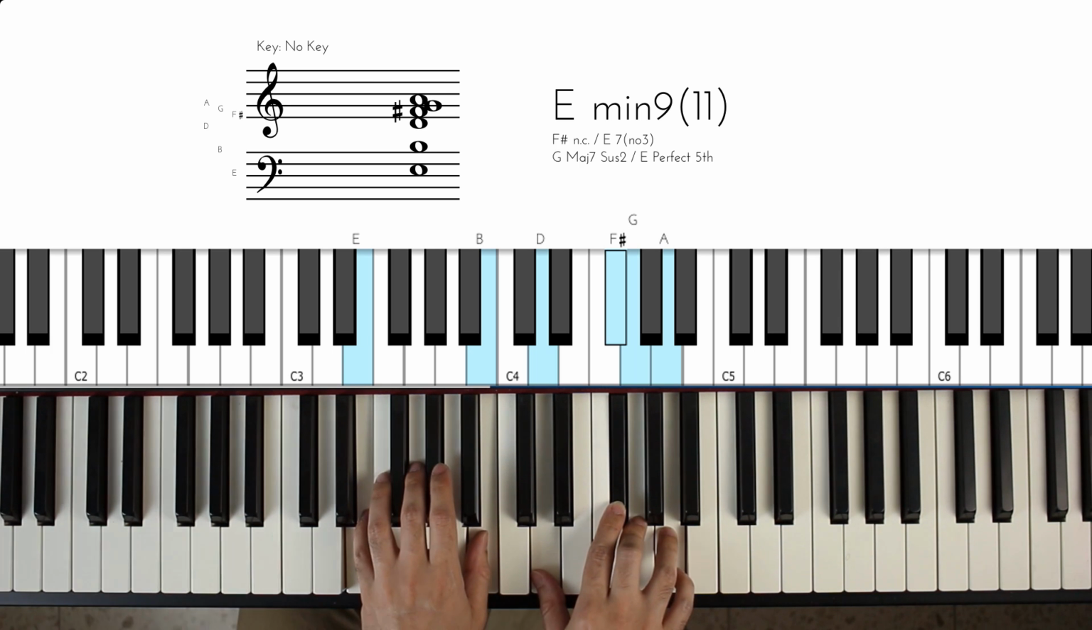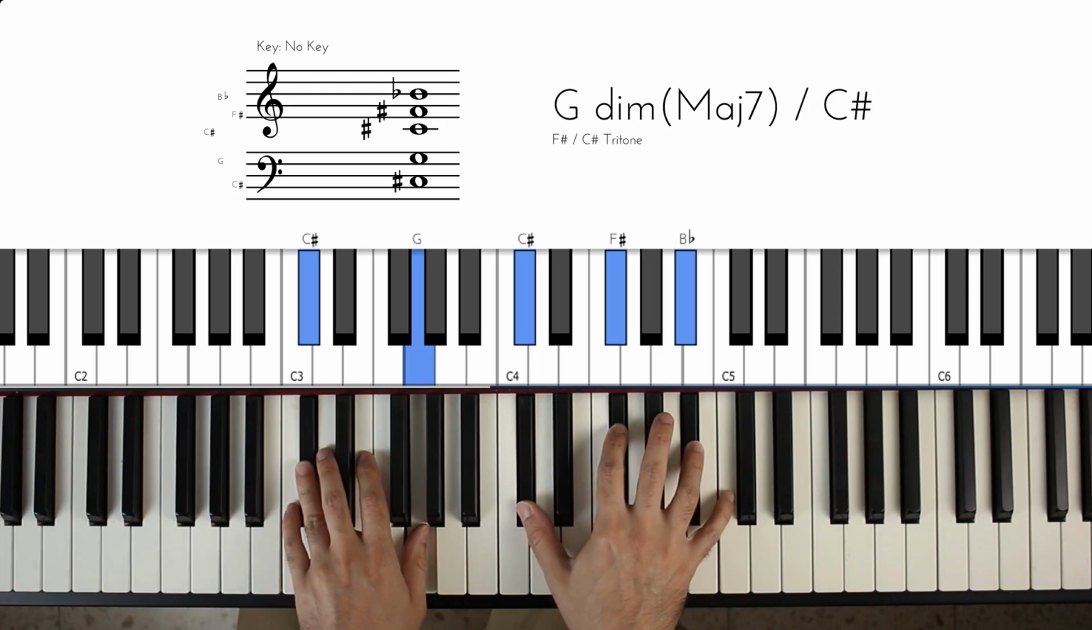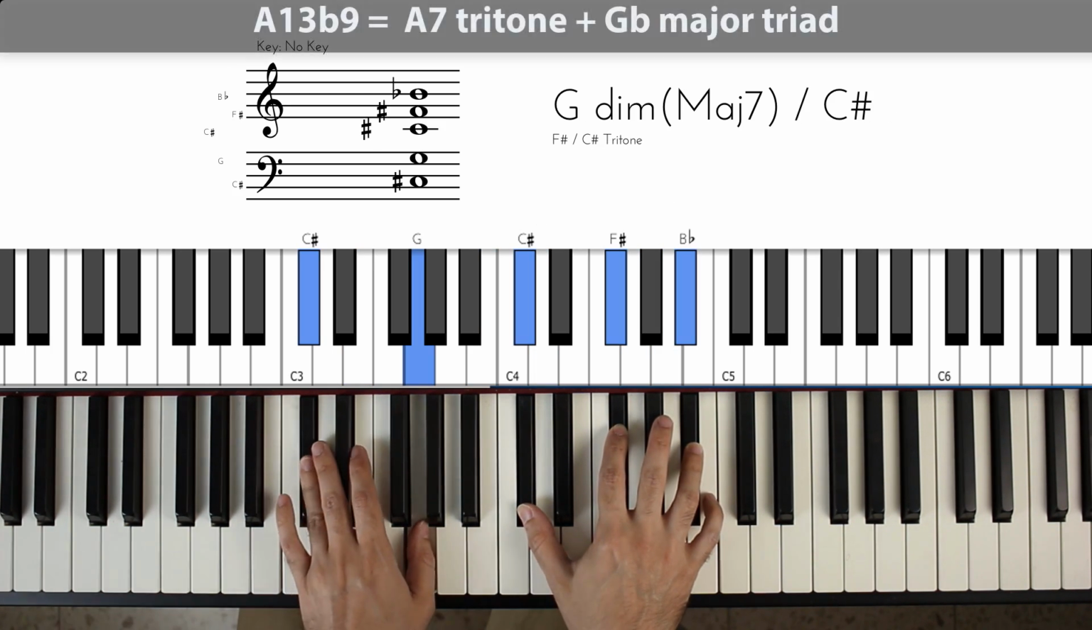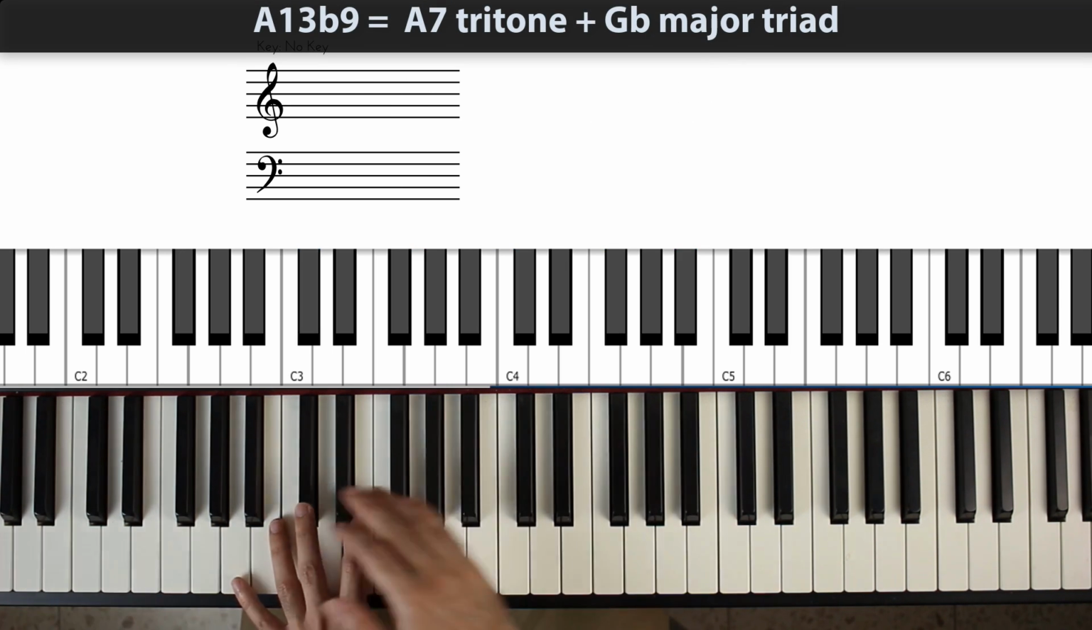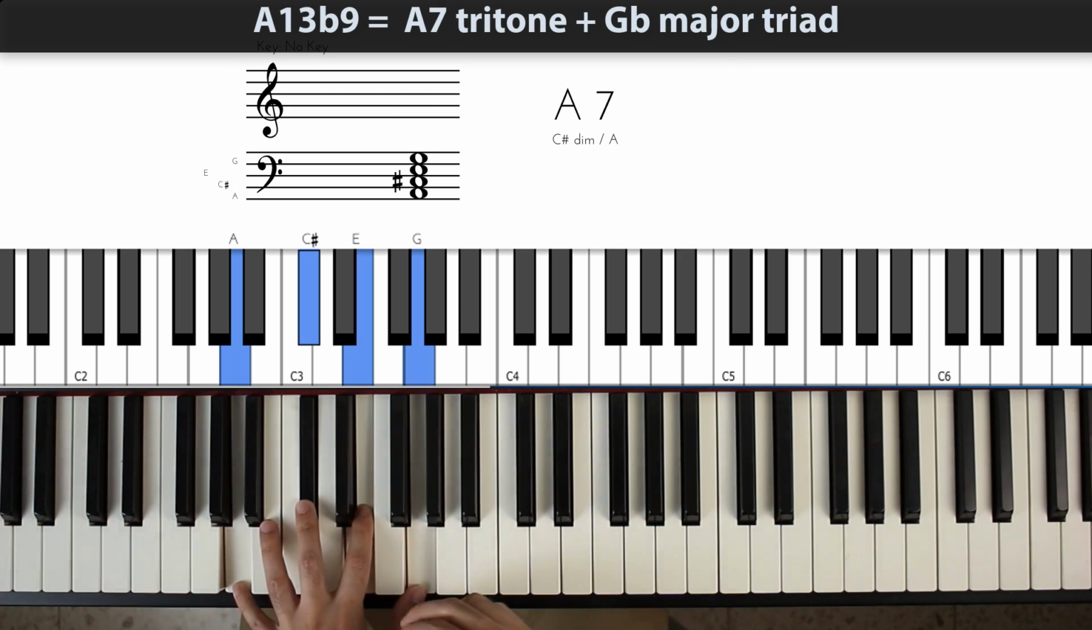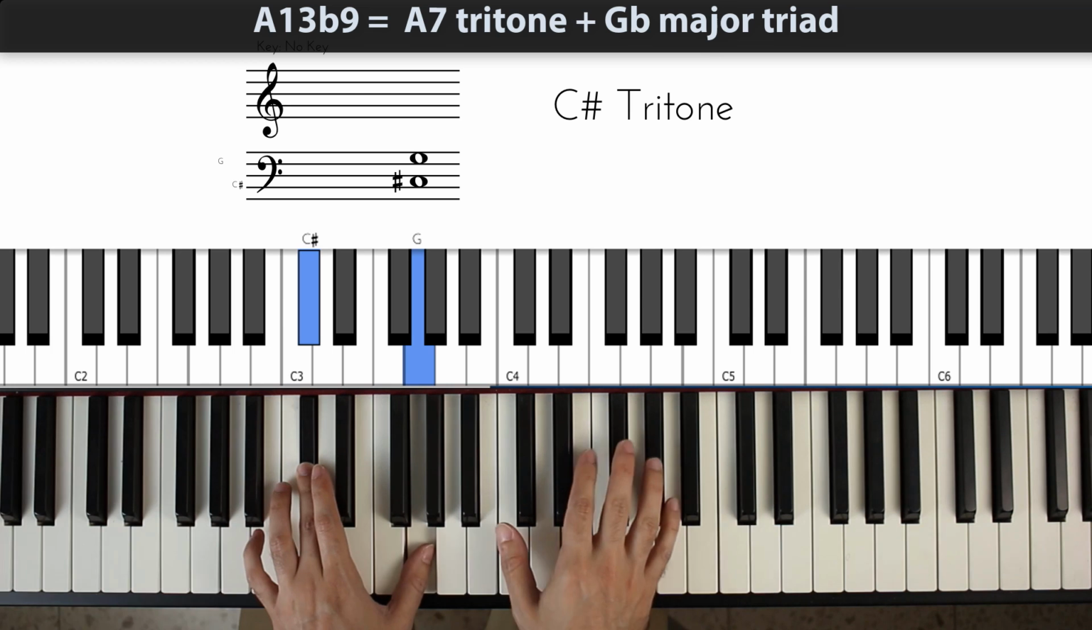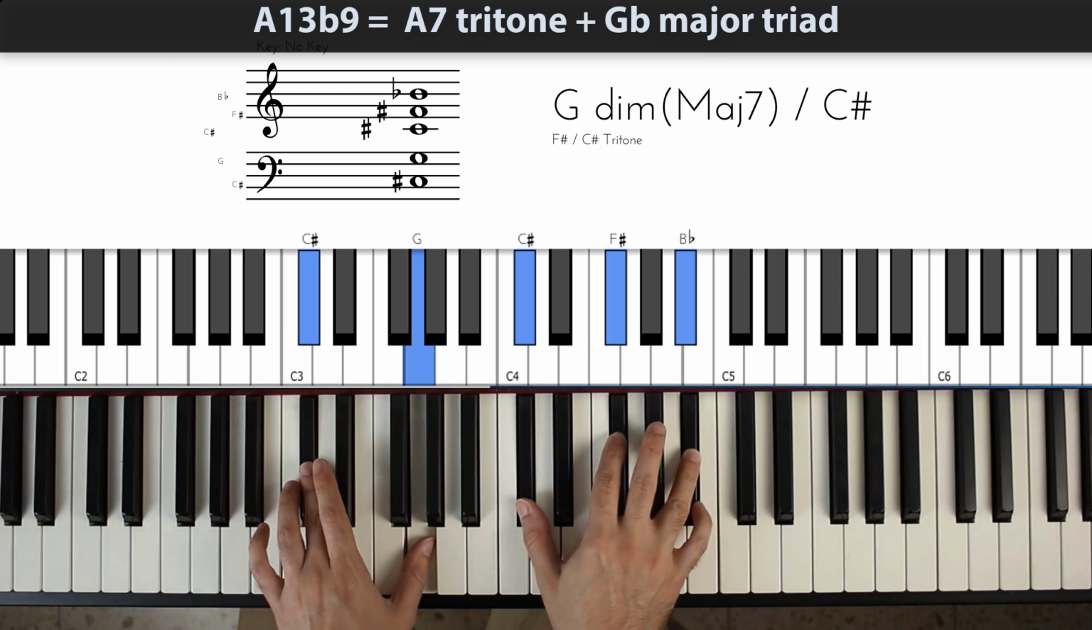This is an E minor 11. Here I have an A dominant 7. I have the tritone voicing in the left hand. Here's the A dominant 7. Here's the 3rd and flattened 7. So here's my tritone voicing. And in the right hand, I'm playing a G flat major.